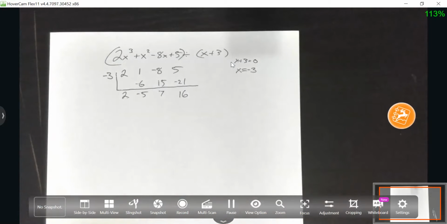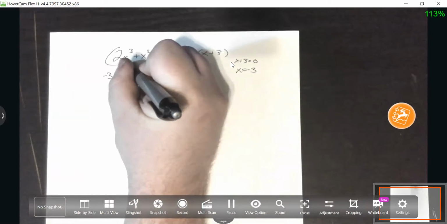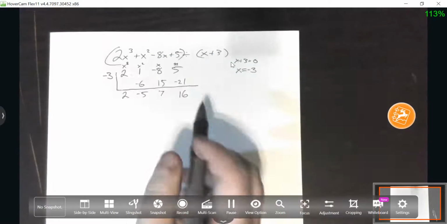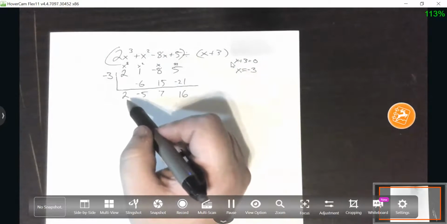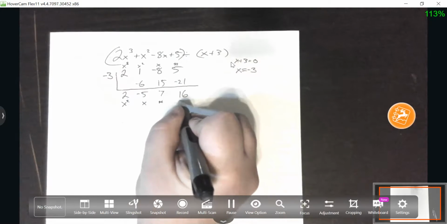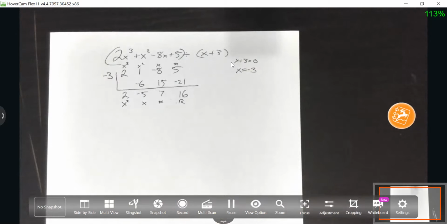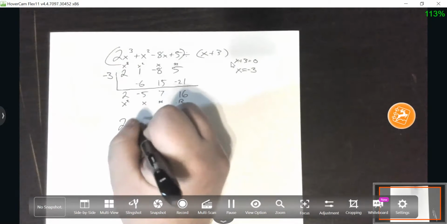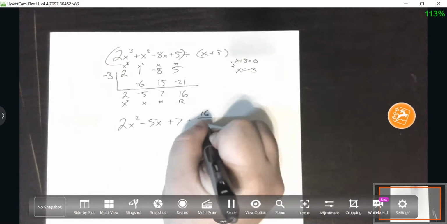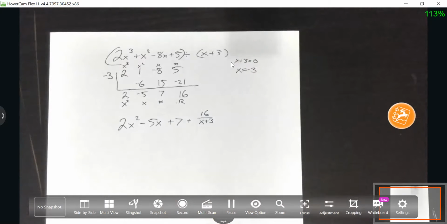So how is this useful, you say? Well, because we're basically dividing it, this is giving us the coefficients to an answer. Originally, this was our x cubed, our x squared, our x, and our number. By the time we get down here, we've reduced that by one factor. So this is x squared, x, number, and this is now our remainder. So dividing this actually yields 2x squared minus 5x plus 7 plus 16 over x plus 3. So this is a much more compact way of doing things.